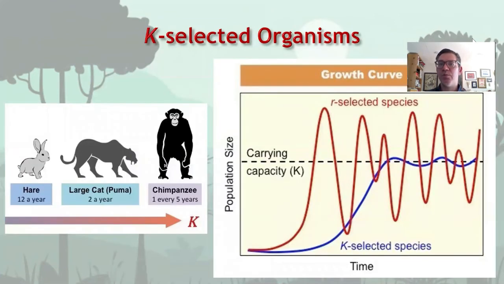We call species with a type 1 curve K-selected species. They have populations of roughly constant size, low reproduction rates, and offspring that require extensive parental care. Notice that K-selected species tend to have a population that is stable near carrying capacity, hence the K. Birds and most large mammals are K-selected.